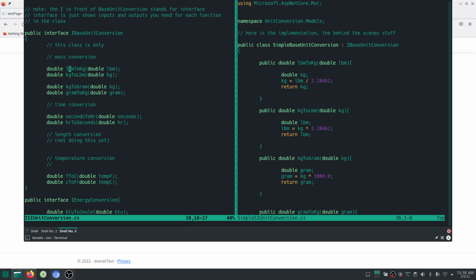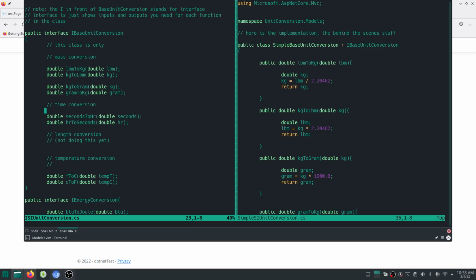To implement interfaces, remember we're just supposed to define inputs and outputs. The input here for pounds to kg is pounds, and the output is of type double, which gives you the kg. Likewise, the reverse, kg to gram, gram to kg, nothing too interesting there. Here is time conversion, seconds to hour, hour to seconds. One hour has exactly 3,600 seconds.